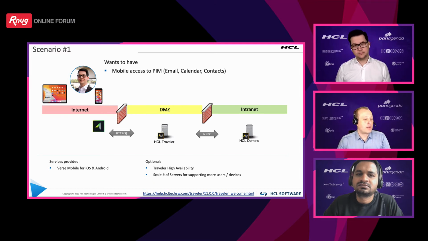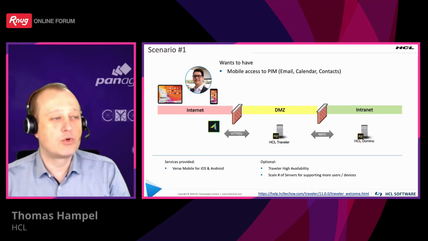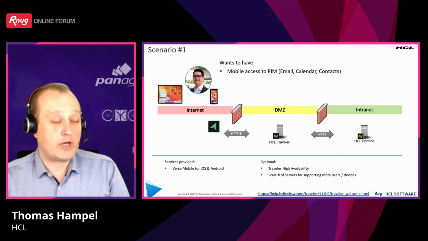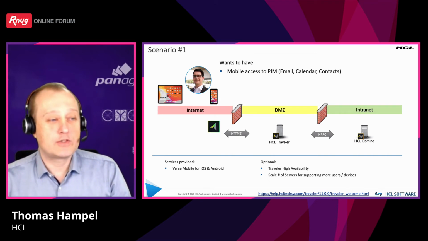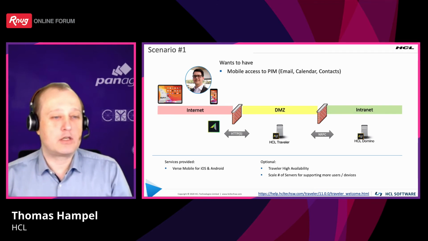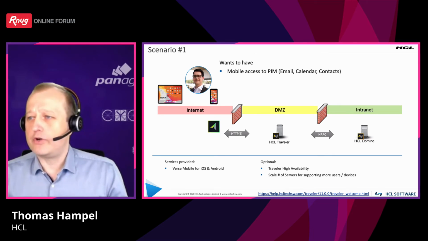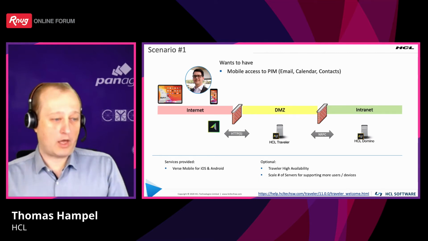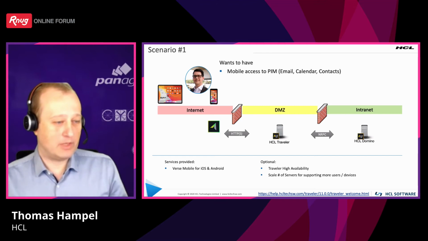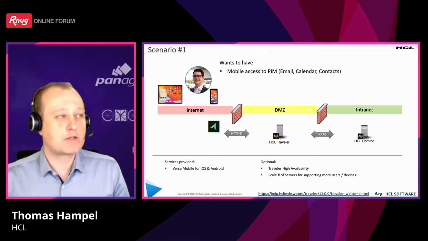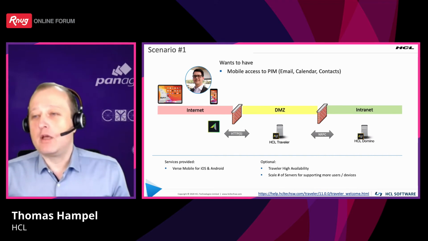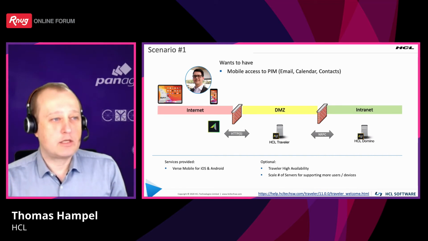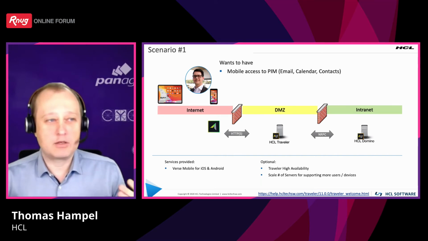So Chris would install the HCL Verse mobile application for iOS and Android on his device. From an IT perspective, we would install an HCL Traveler server in the DMZ, which then connects back to your Domino server that is located on the intranet. This is a very common scenario for many customers out there. It serves people well, and it can provide high availability if you want. And yeah, that actually works. So that should be everything that we need to do from an IT perspective to make Chris completely happy and make him productive.